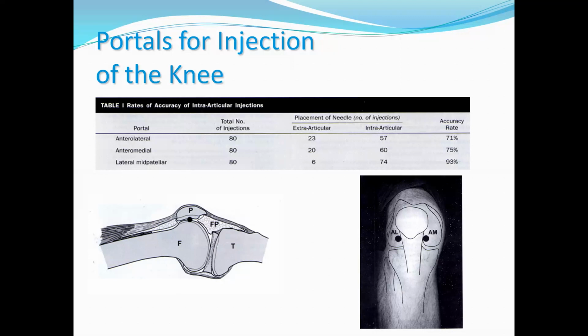Looking at the different effectivity, the accuracy rate of anterolateral is 71% and anteromedial is 75%, and the lateral mid-patellar injection has the highest accuracy rate, that is 93%. The reason is that in the lateral mid-patellar injection there is no tissue, no muscle on the lateral side except the lateral retinaculum. Once you cross the retinaculum, you are inside the joint. There is no other tissue forcing the needle to traverse to enter the joint. That's why the lateral mid-patellar injection has the highest accuracy rate.